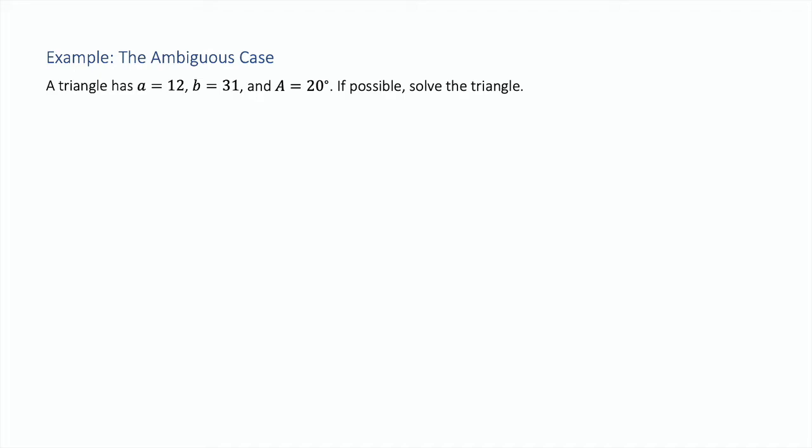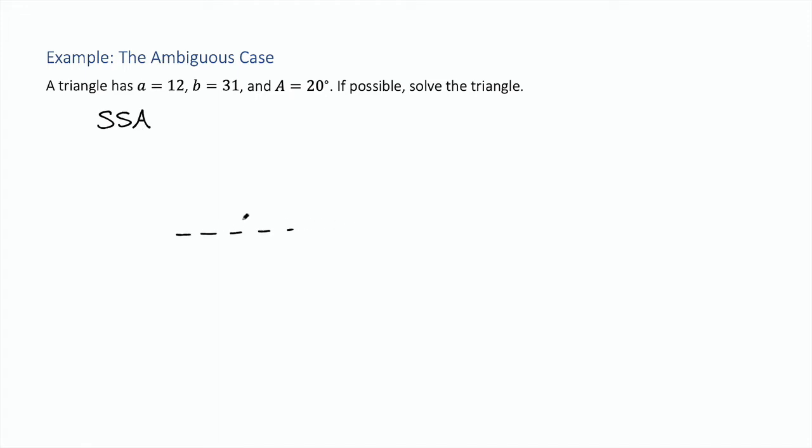A triangle has side lengths A equals 12 and B equals 31, and angle A equals 20 degrees. In this angle, we have opposite this side, and we have these two sides adjacent. So this is the ambiguous case for the law of sines, side angle. We'll start with this quick sketch.